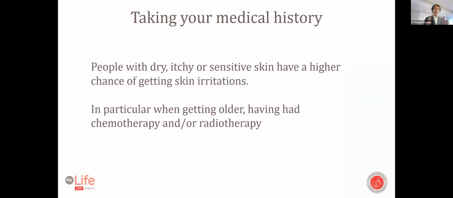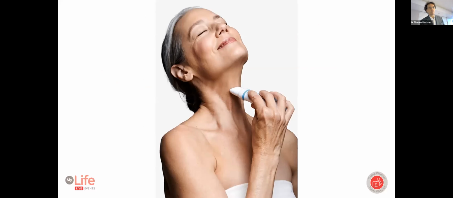And on top of that, if we all get older, we produce less sebum. Our skin gets drier by nature, thus more sensitive. And if we have damaged our skin by chemotherapy or radiotherapy, very good to cure the cancer, but it also has a side effect that can be a burden for our skin, for the regeneration of our skin, and make it more sensitive to irritation. And like in this lady, you see how carefully she is taking care of her sick skin for the procedure.